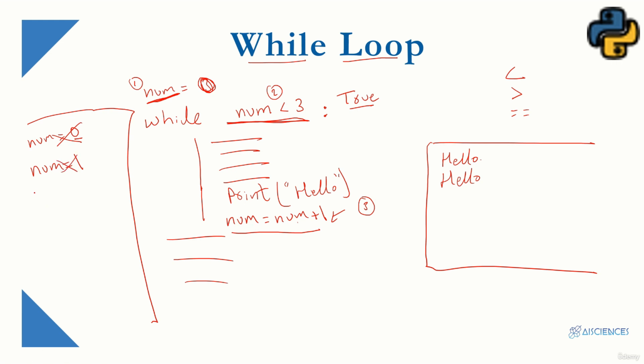So this is again crossed. So num is going to be 2 now. We'll go back to the while loop. It will say, hey, now num is 2. Are you still true? 2 is less than 3. Yeah, I'm still true. So it will again go through the loop. It will go through the body, print hello world.